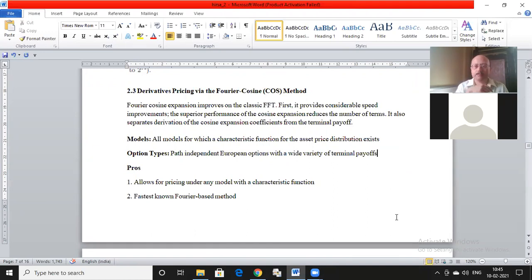All right. So again, we will start with a basic description of the pluses and minuses. So what are the admissible models in our cosine method? Again, all models for which we have a characteristic function. So that requirement does not change. That is needed for all the transformation based methods. The option types allowed are again path independent European options with a wide variety of terminal payoffs.